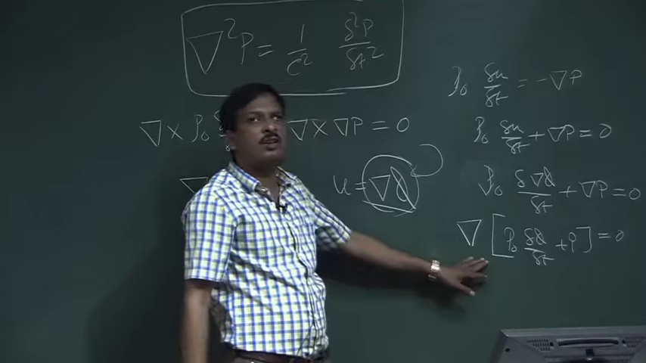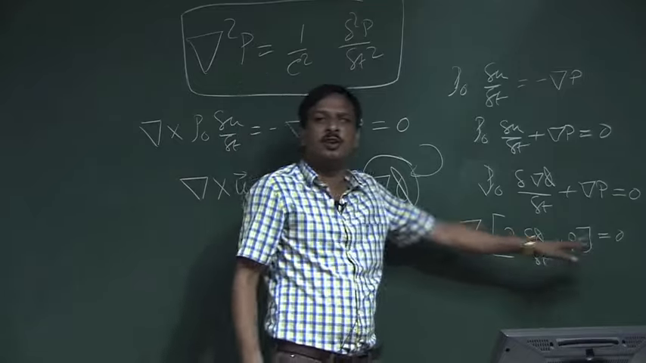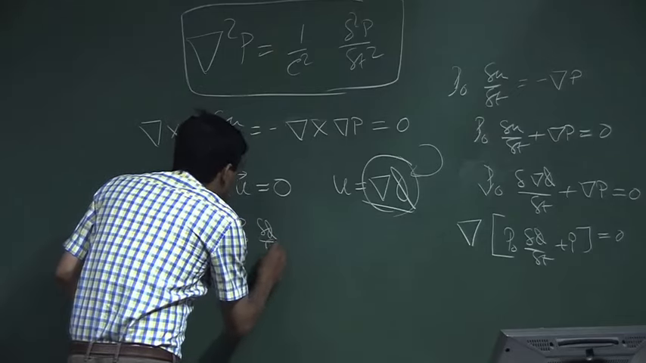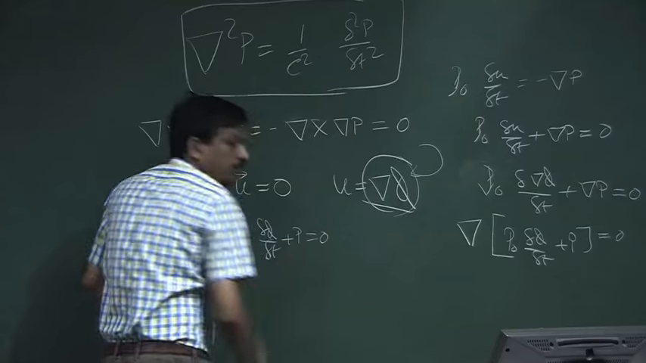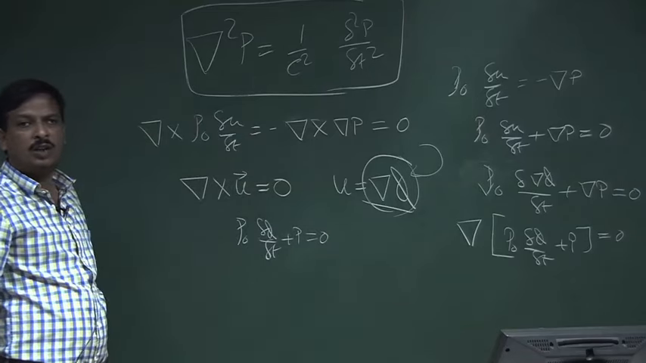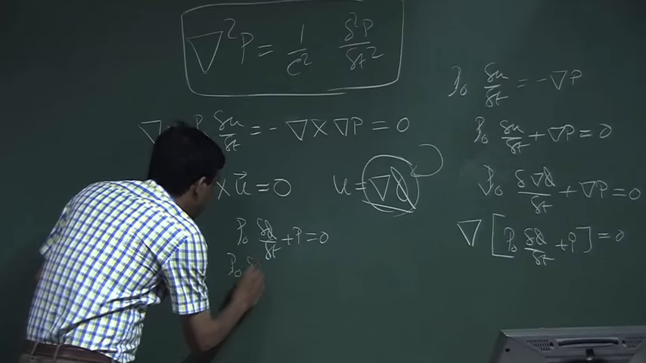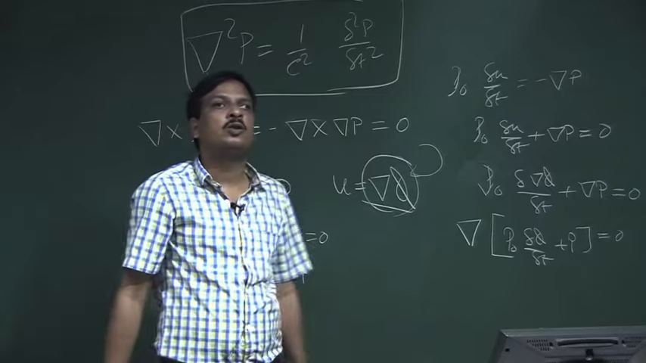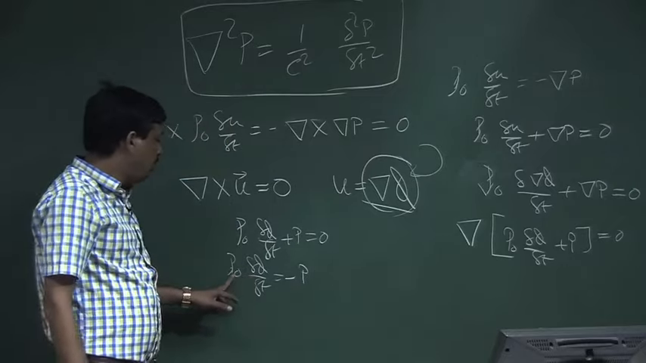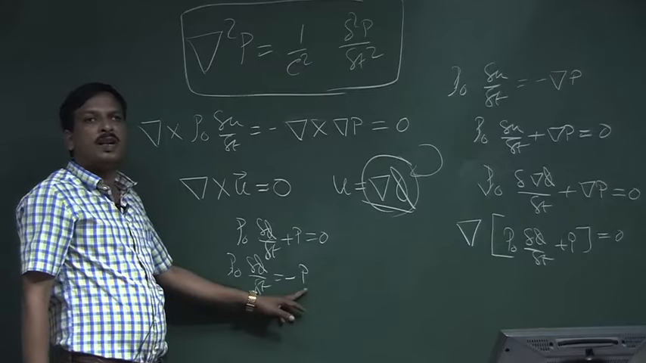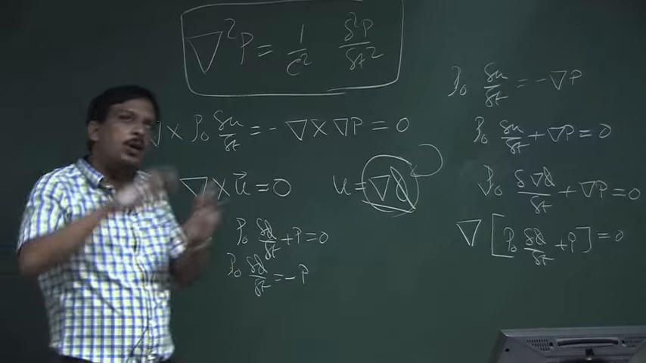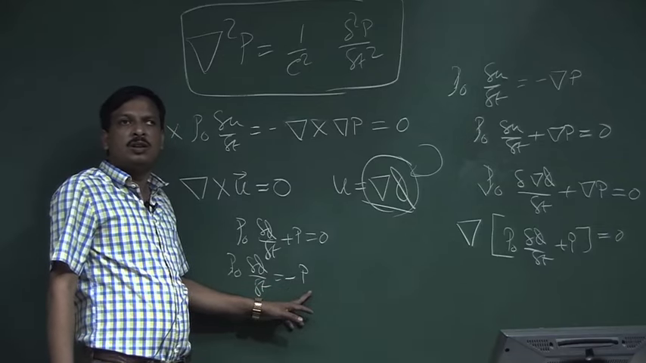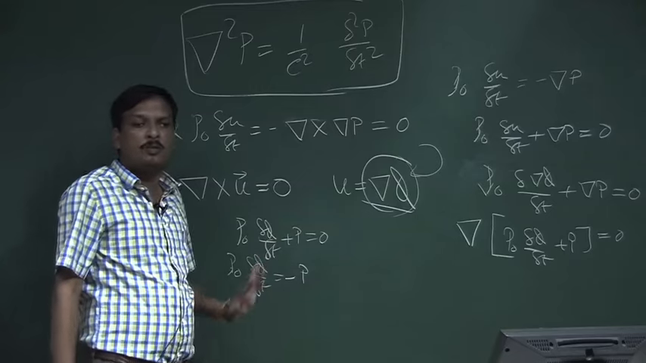If the gradient of a function is equal to 0, that means rho 0 del phi by del t plus p is equal to 0. So rho 0 del phi by del t is equal to minus p. This will be used in the wave equation. That is why I said phi is the velocity potential, and rho 0 del phi by del t is equal to minus p.